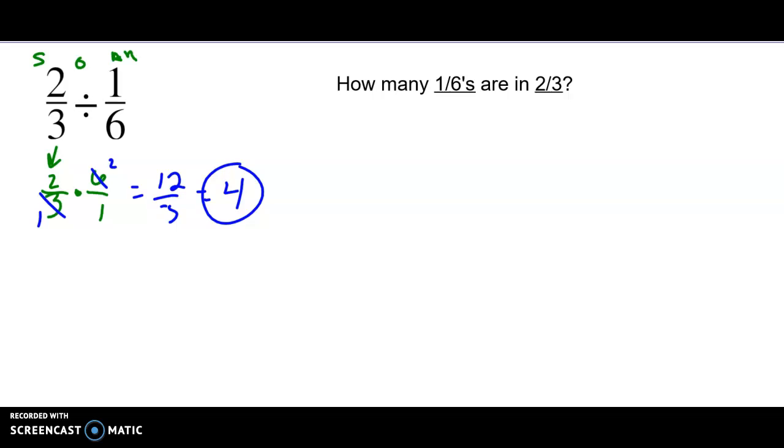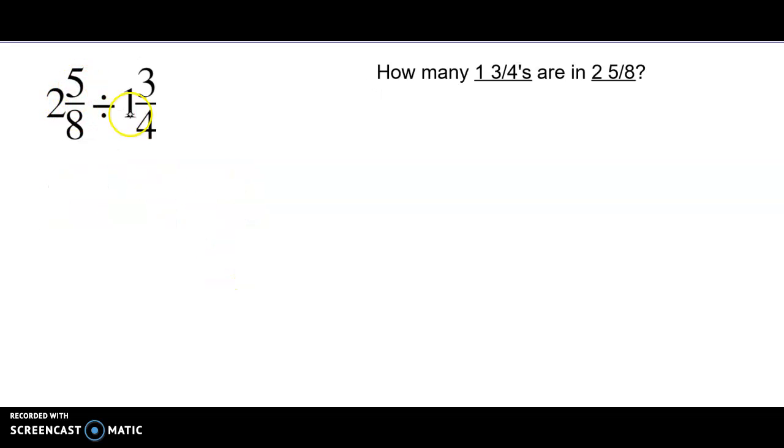All right, next problem. 2 5/8 divided by 1 3/4. How many 1 3/4 are in 2 5/8? Houston, we have a problem. We have mixed numbers. First thing we have to do is make them improper. So 2 5/8 as an improper fraction. 8 times 2 is 16. 16 plus 5 is 21 over 8.